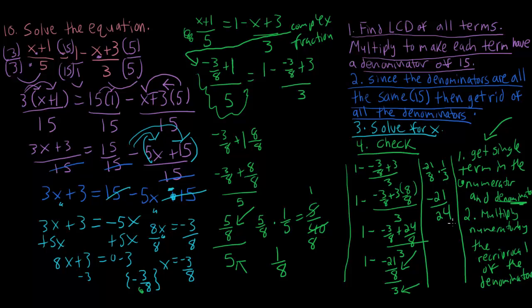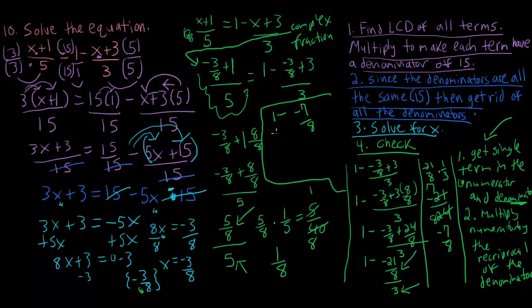And then, I mean, we could simplify that. That's just 7. 3 goes into 21 7 times. 3 goes into 24 8 times, so we have negative 7/8. And then right here we have 1 minus negative 7/8.